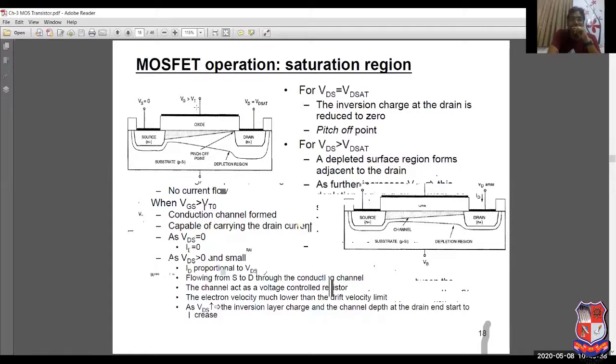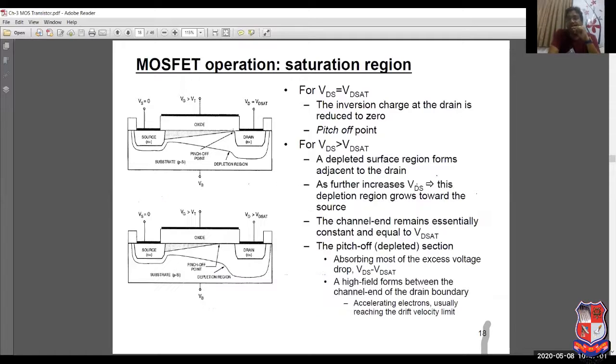Now let's move further. If your VDS is reaching VDS saturation, means let's say if your VD is increasing and it reaches a point when VDS is equal to VGS minus VT, the voltage between the VGS and the threshold voltage, VGS minus VT. When the VDS reaches VGS minus VT, then what will happen? The channel starts to taper. Now, why is this the case? Why is your channel not linear, uniform?